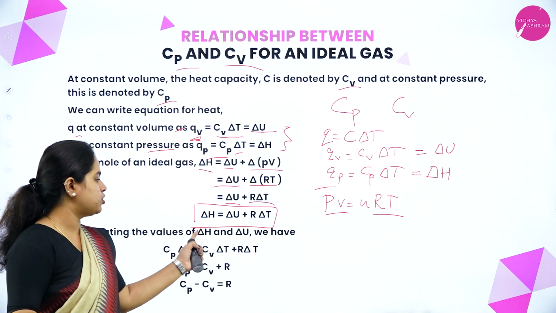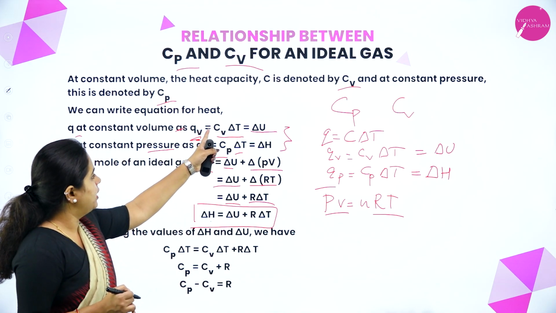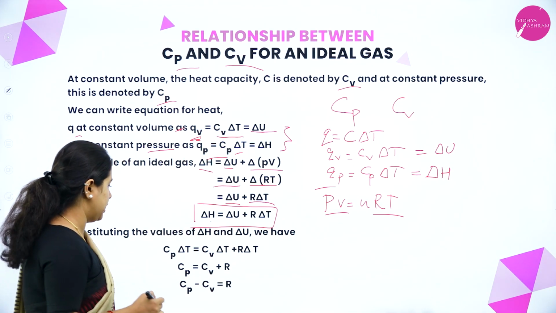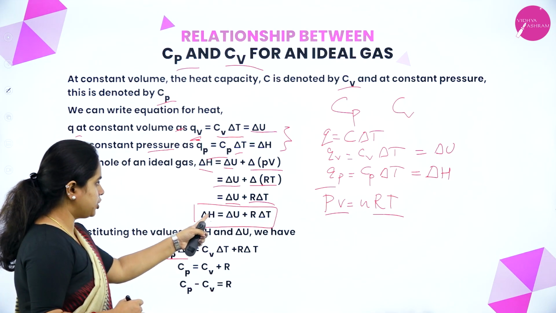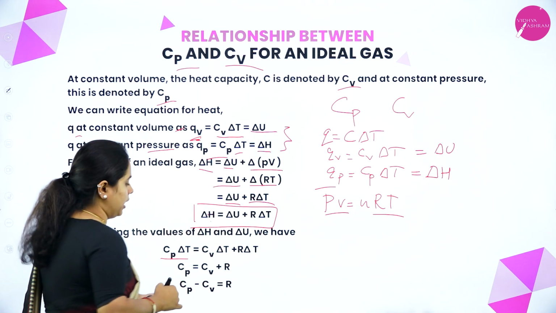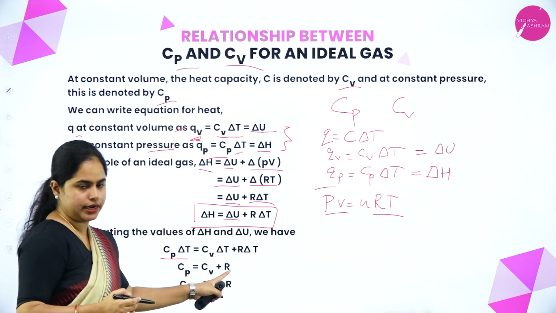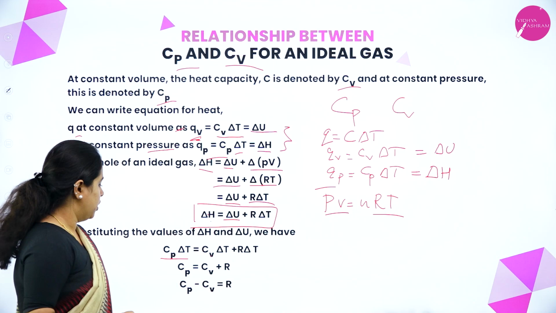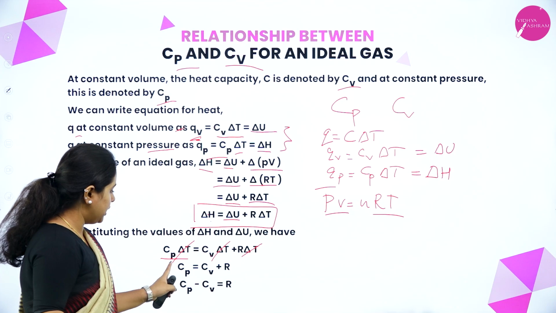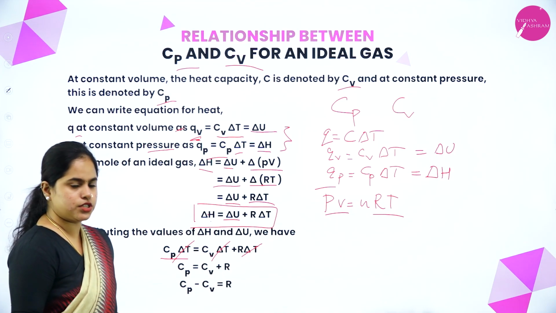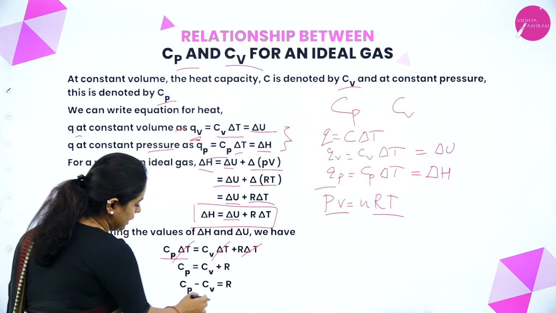Now, substituting the values of delta H and delta U. In this equation, we are going to substitute the values of delta H and delta U we calculated in the beginning. Delta H is Cp into delta T. So, Cp into delta T will be equal to, what is delta U? Cv into delta T plus R into delta T. Now, delta T is common here, so we can cancel it. So, the equation becomes Cp, Cv and R, the only terms remaining. So, Cp will be equal to Cv plus R, or else I can write Cp minus Cv is equal to R.